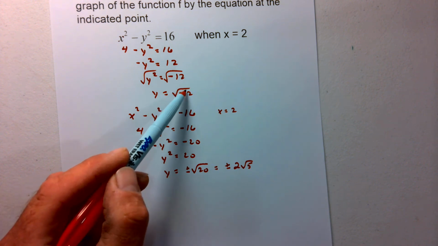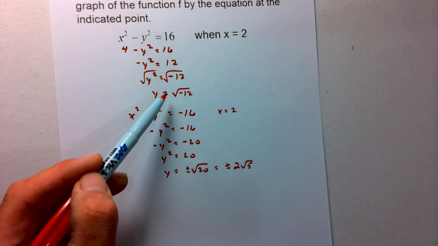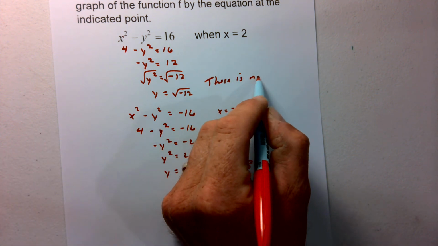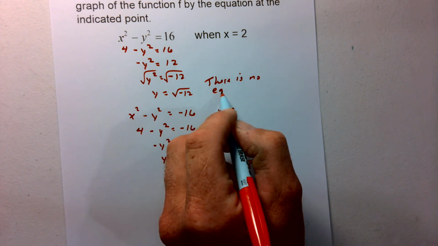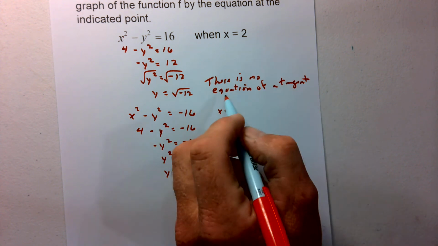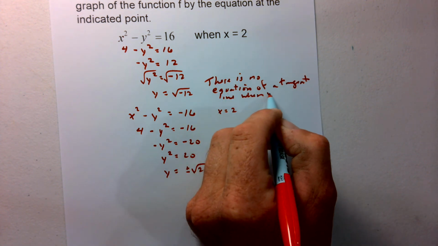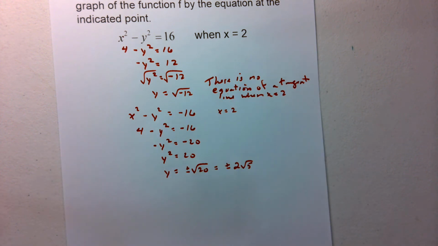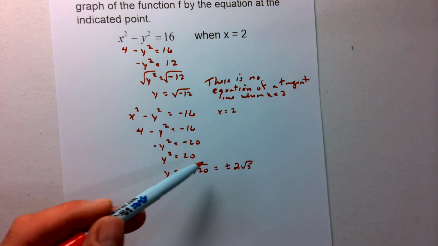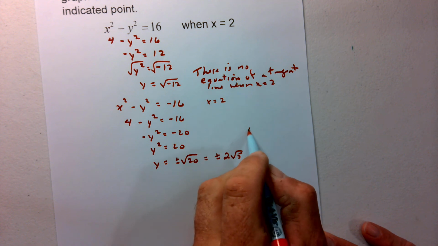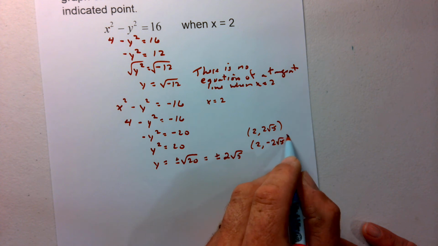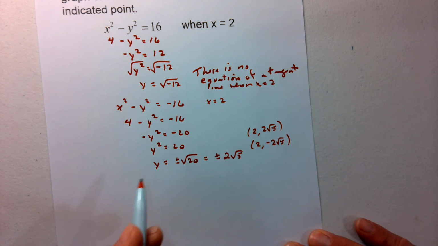Again, remember we can't take the square root of a negative number up here, so if this were our answer or problem, then we would just say there is no equation of a tangent line when x equals 2, because it doesn't exist, does it? So we made up a problem that would make sense, so we can go ahead and work through that. So we get y equals plus or minus 2 radical 5. So we have our points, 2, 2 radical 5, and 2, negative 2 radical 5, for the sake of being able to do a problem.